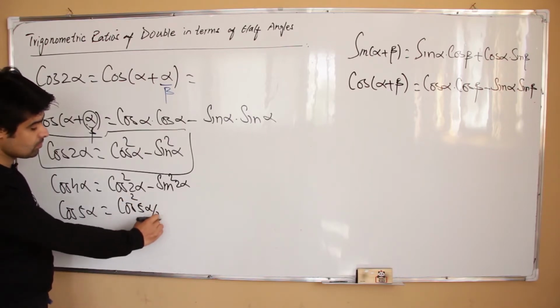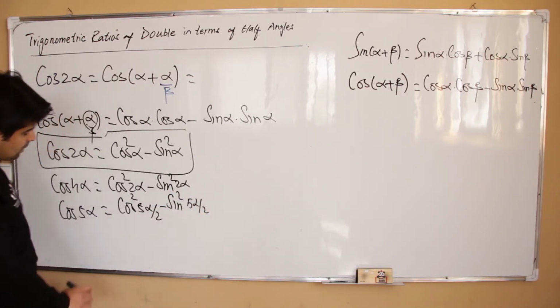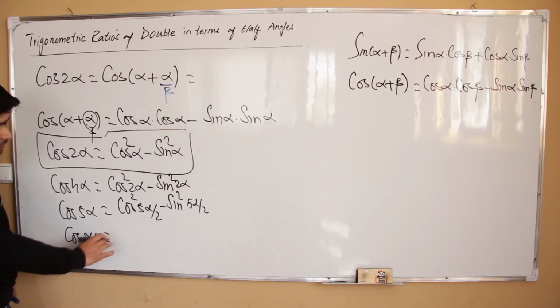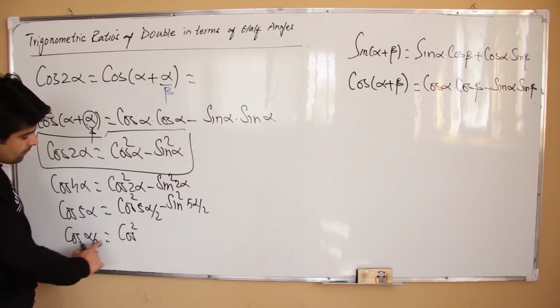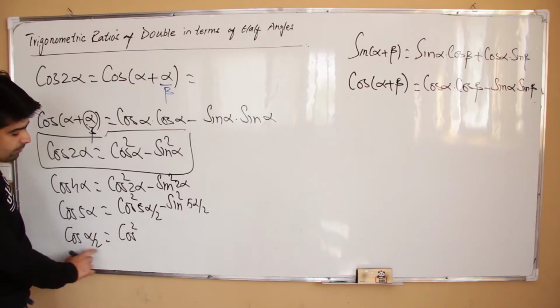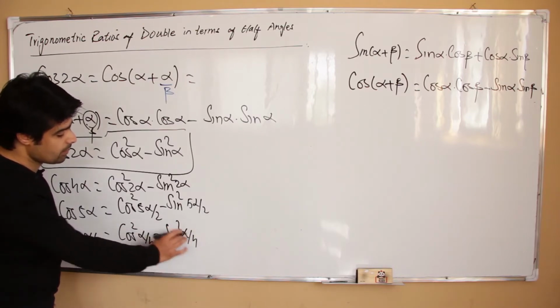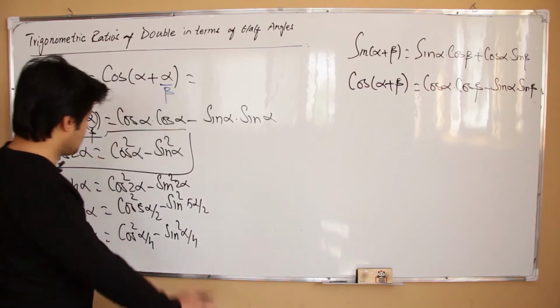5 alpha by 2 minus sine square of 5 alpha by 2. If we want to find cosine of alpha by 2, what's the formula for its half? Cosine square of alpha by 2, half alpha by 4, minus sine square of alpha by 4, like this one. But we can have a change also in this formula.